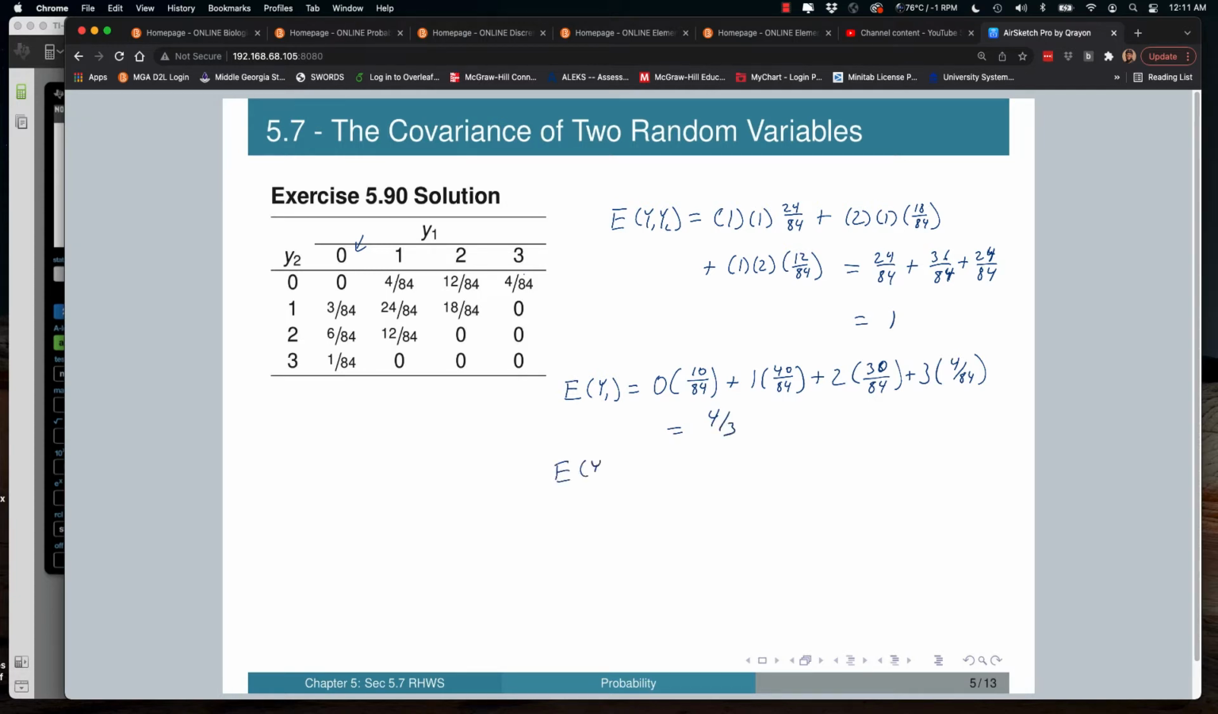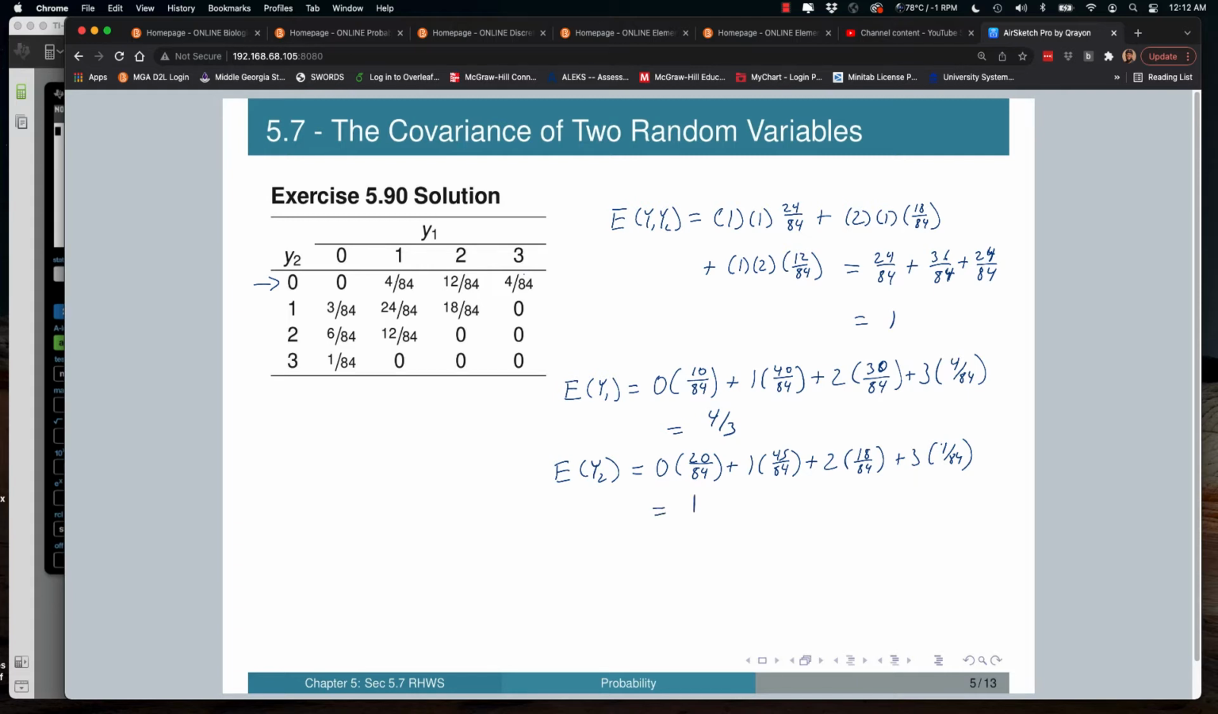The expected value of y sub 2 is just us doing the rows this way. So I'm concentrating on the rows this time, and then the row totals. So for expected value of y sub 2, that's going to be 0 times, and this one you've got to be careful with because it's not going to be the same, 20 over 84, plus 1 times 45 over 84, plus 2 times 6 and 12 is 18 over 84, plus 3 times 1 over 84. And I won't simplify that down, I'll just give you the final answer there.